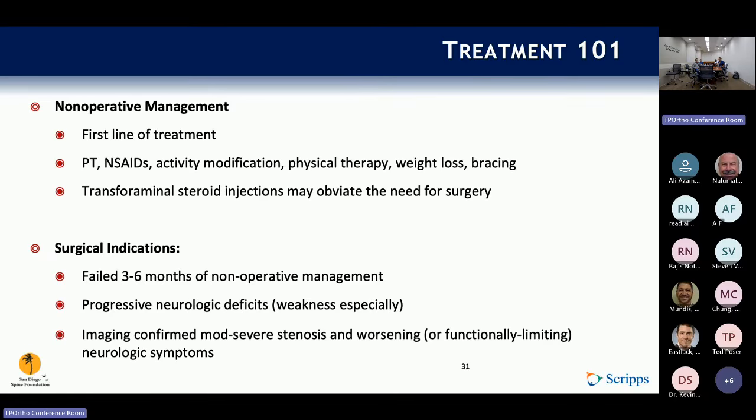Again, the treatment options somewhat mirror those that we're seeing in the other types of stenosis, starting with non-op management, and then going into surgical management if they fail non-op management. Usually about 3 to 6 months of non-op management is indicated, or if they have a progressive neurologic deficit, especially with weakness involved, and they must have image-confirmed moderate to severe stenosis as well.